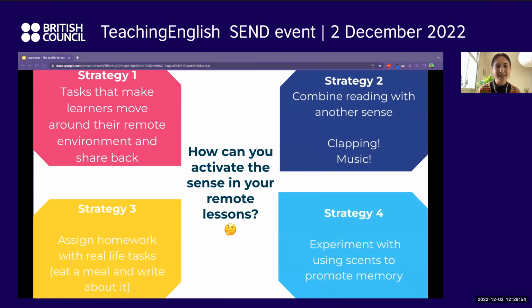And another strategy. Strategy 4, experiment with using scents to promote memory. So I think there were a lot of people that said that lavender was a scent that they associated with something positive or a good memory. So, I mean, I encourage you to try using scents in your class. So scent and memory and learning have been found to be closely linked in the brain. So maybe you could ask learners to name a scent in their environment, and then a week later, ask them to reflect if associating this smell with the task helped their recall. Something to try.